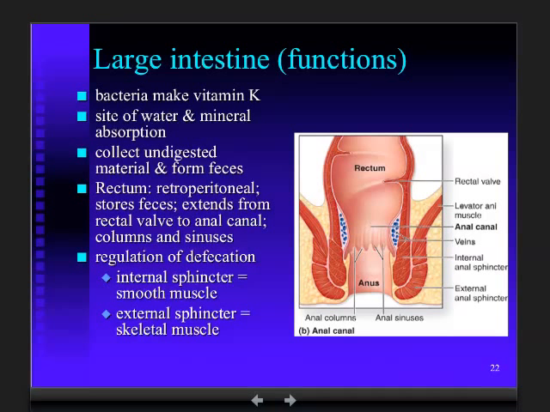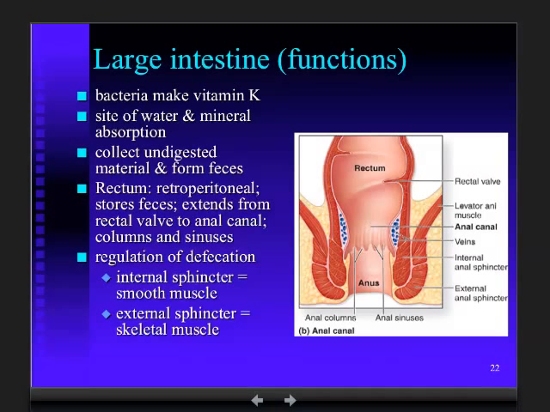And those solid wastes come to rest in the rectum, all right? And the rectum is this sac here that's capable of expanding. It has these rectal valves which are essentially to prevent the free movement of fecal matter. It means that gas can be passed without an accident, shall we say, all right? And, of course, the rectum is retroperitoneal and extends all the way down to the anal canal here.